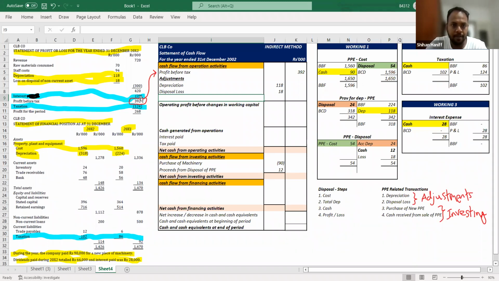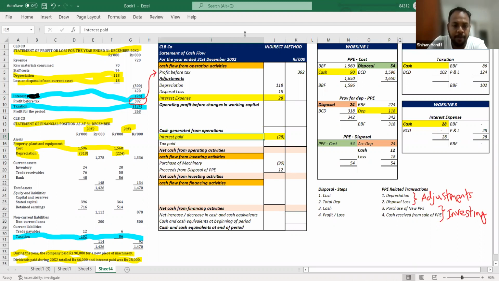There is interest 28. So that interest we have to add back because interest expense is a separate item, interest paid. So see this entry. Now interest expense will be added under adjustments and interest paid will be deducted after the cash generated from operations. You have to deduct it.